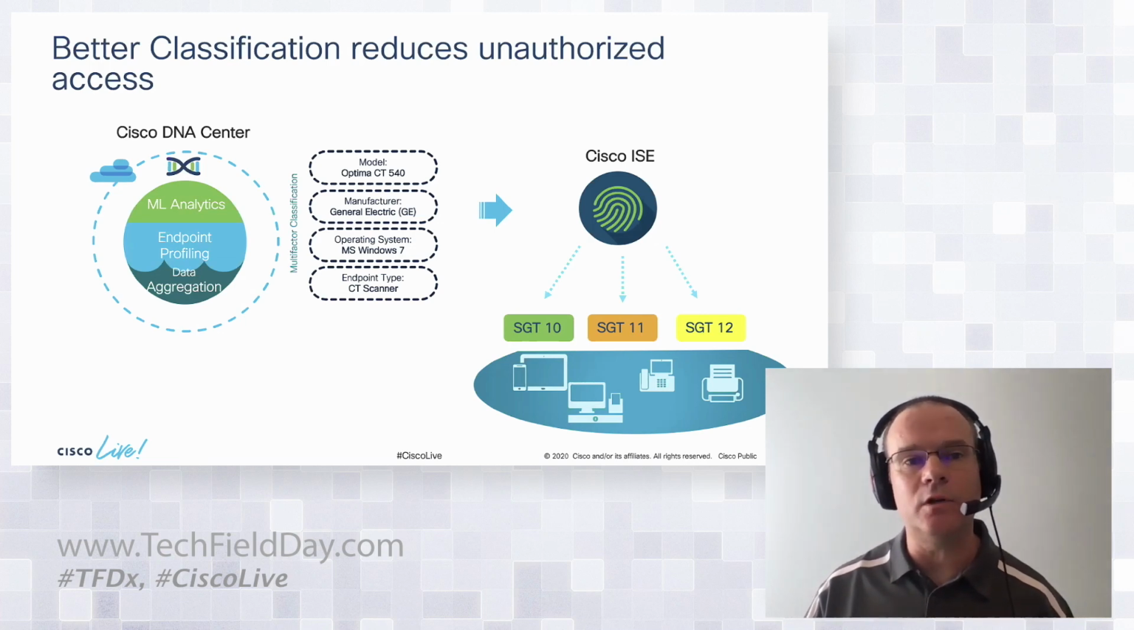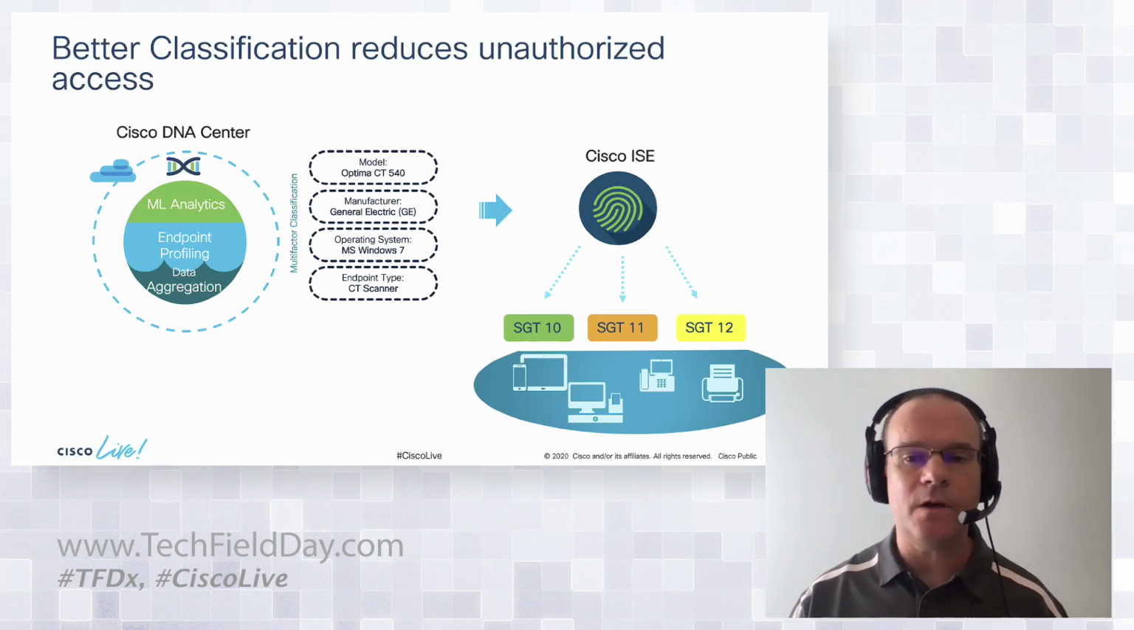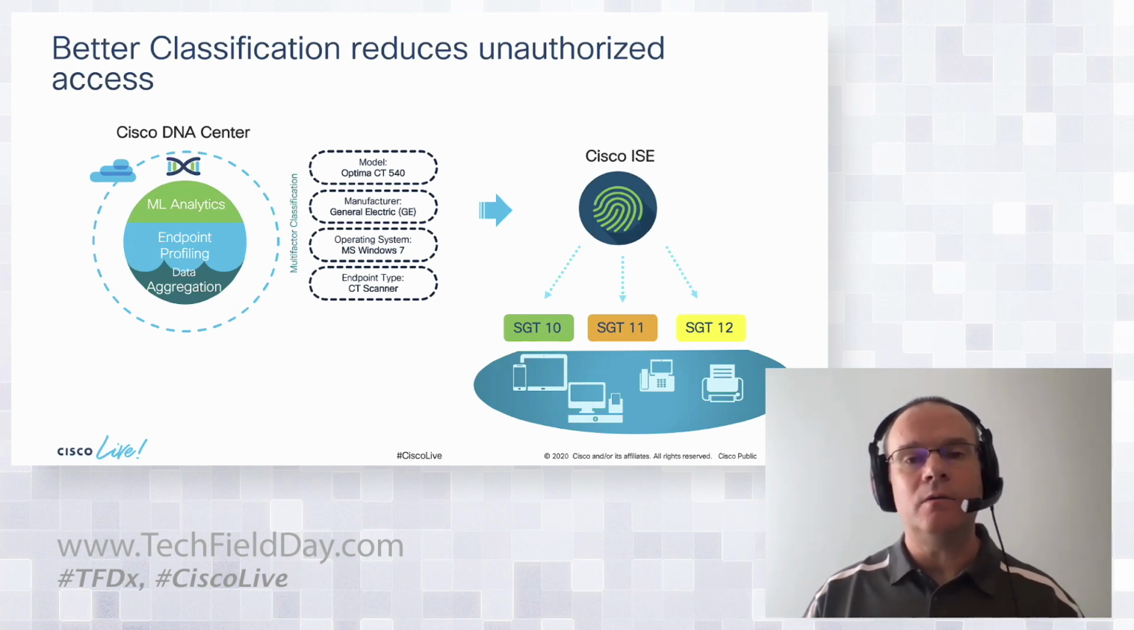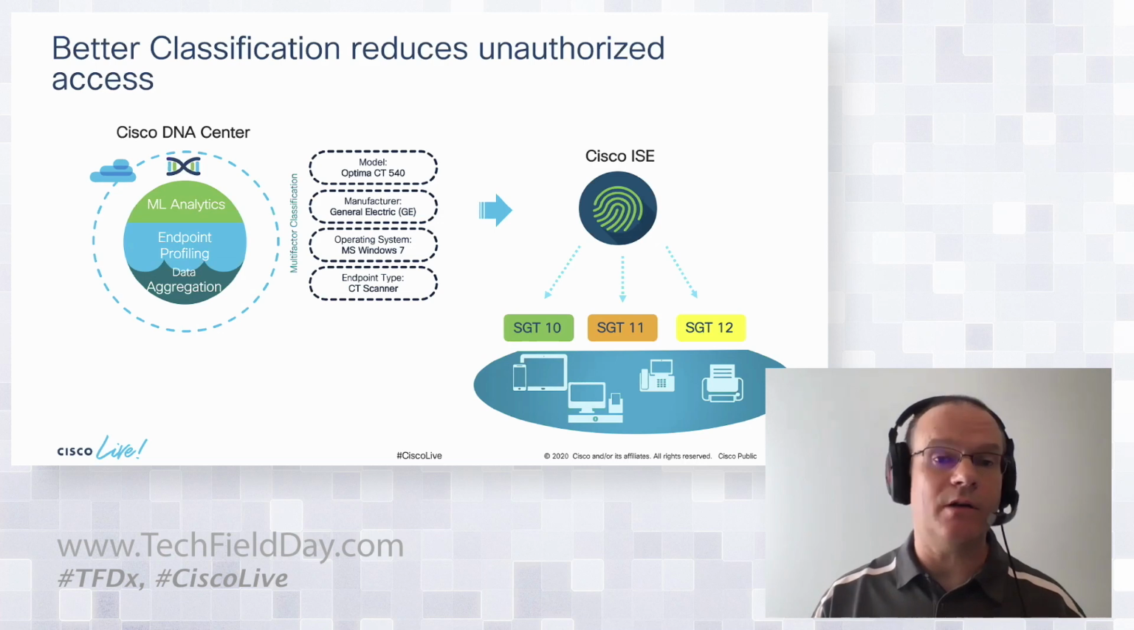So it basically would take the information in from DNA Center and then authorize devices in the network as they showed up or moved around the environment. So this is really a foundation to be able to classify, and be able to enforce policy for these unmanaged endpoints that don't have necessarily a user behind them.